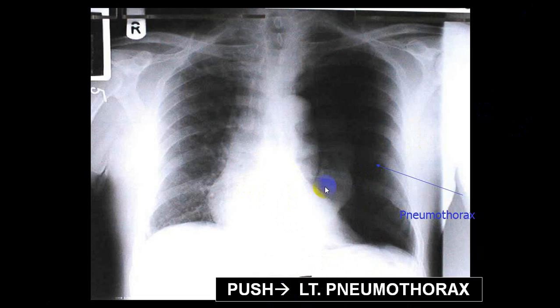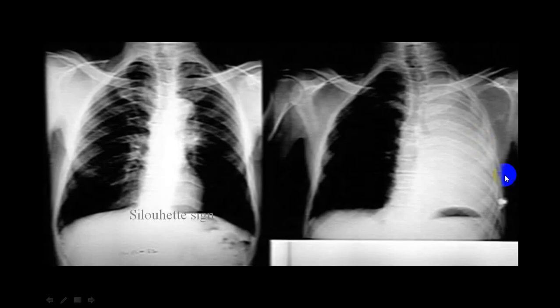So, clear? The trachea is to the right side, and this is because of push. Collapse will always produce pull, but the collapse is secondary due to increased positive pressure in the left pleural cavity, and that's why there is a push.